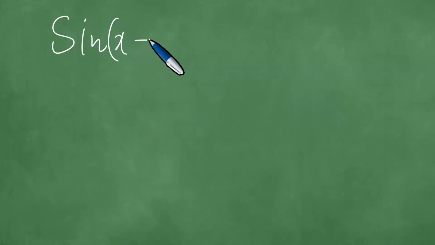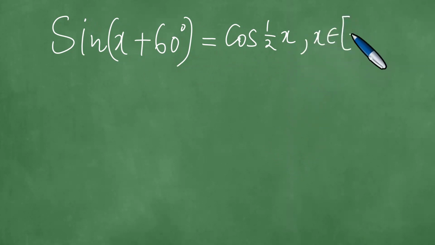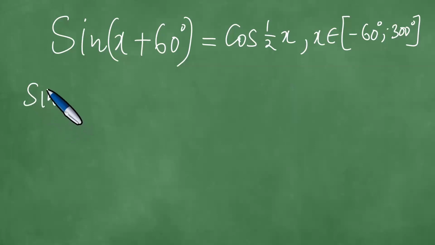Right, we have been given here the sine of x plus 60 degrees, and this equals the cosine of 1/2 x. We're interested in finding solutions in the interval minus 60 degrees to 300 degrees. And so to solve this particular problem, we use a reduction formula.